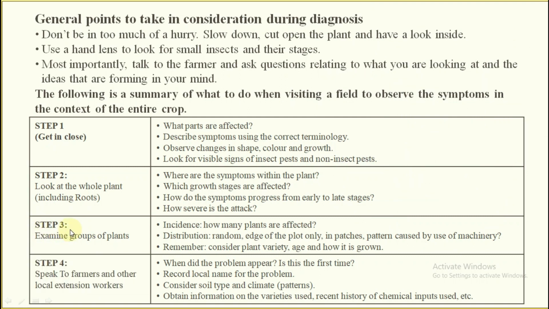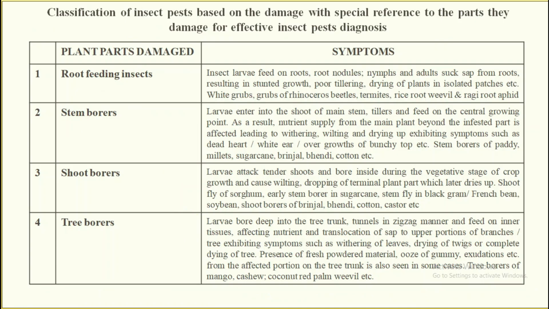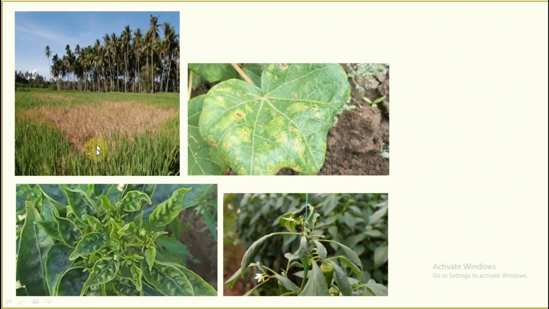Step 3. Again zoom out. First you have seen the leaves, then you have seen the plant. Now we will look at the field. Yes or no? How many plants are affected in the field? Then distribution. How are they distributed? Suppose I will tell you, see the picture and tell. This one, this is affected by what? BPH. How did you know that? Sir, round patches in the field. Circular patches. This symptom is known as what? Hopper burn. Very good.